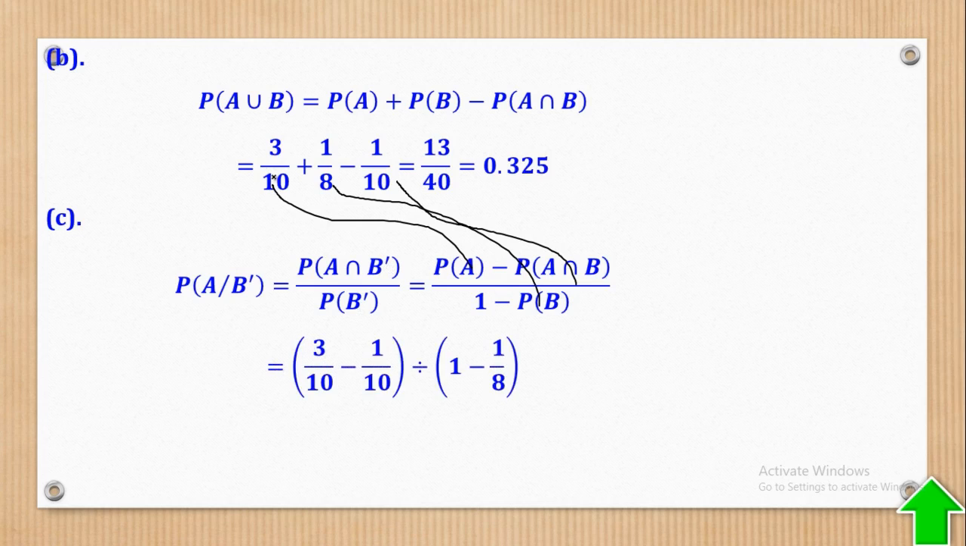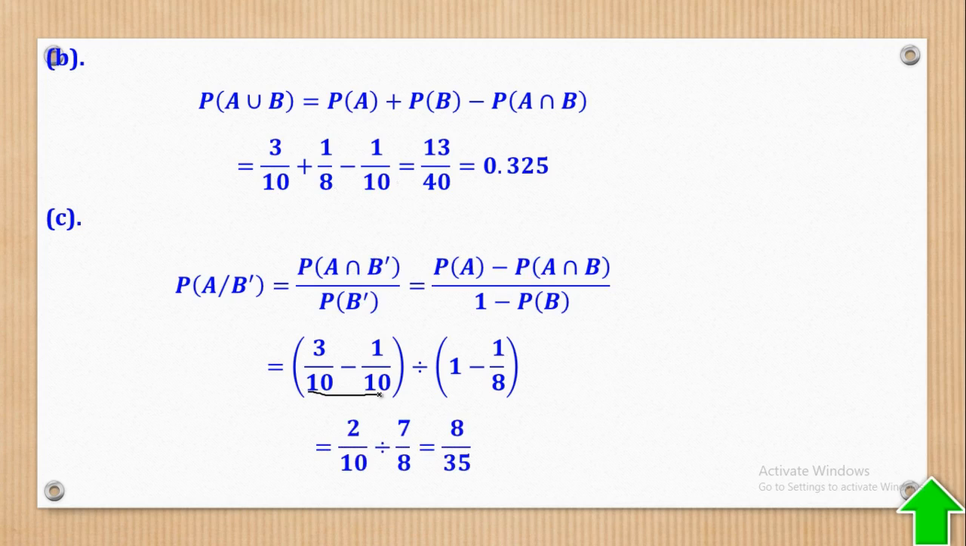When I substitute, probability of A is 1 over 3, over 10. Probability of A intersection B is 1 over 10, and 1 minus probability of B is 1 over 8. Next is to use the calculator. When I simplify, this will come up with 2 over 10, and this with 7 over 8. Now when I divide these two, I'll come up with 8 over 35.